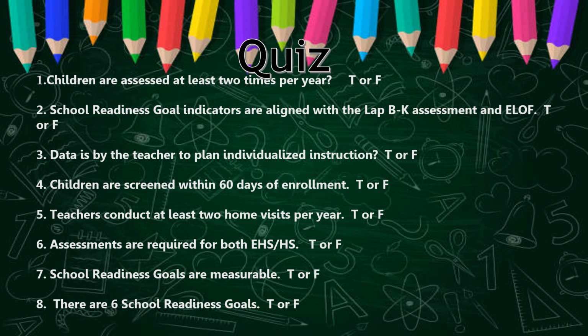Number 7, school readiness goals are measurable. True or false? True. The answer is true.